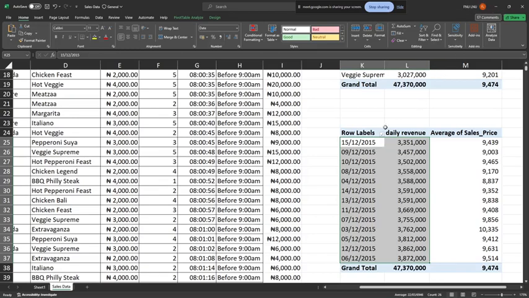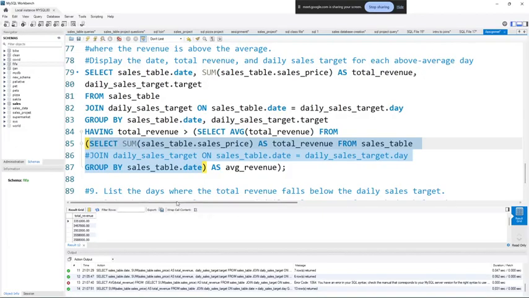Now look at this statement. If I want to generate a statement that will give me this answer, what would I do? I will tell Excel to select the date and the sum of the sales price from the sales table, then I'll group by that date. That's how to get it normally. And that's the same thing that we have here. Select the sum of the sales price as total revenue from sales table. Group by that date column. And the date column is called sales table dot date.